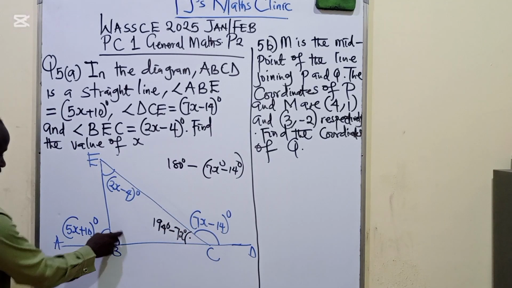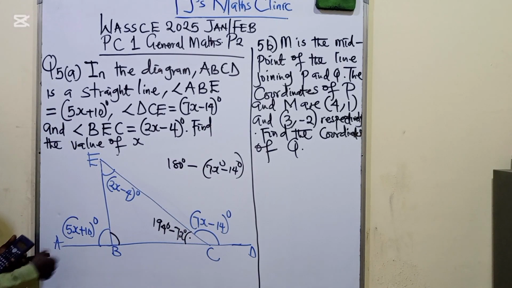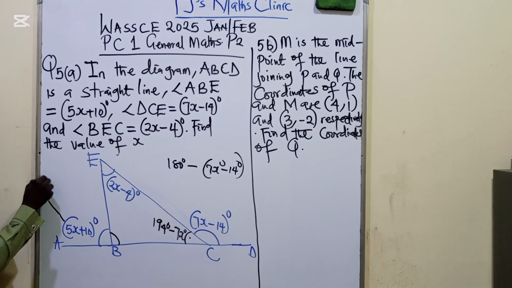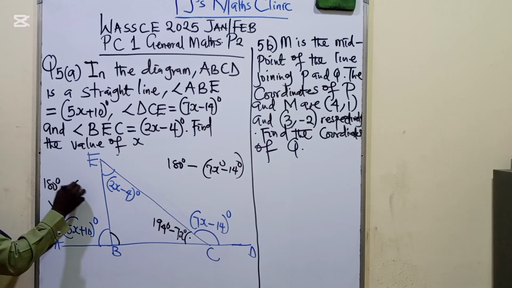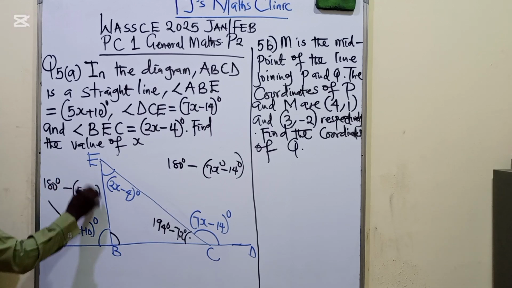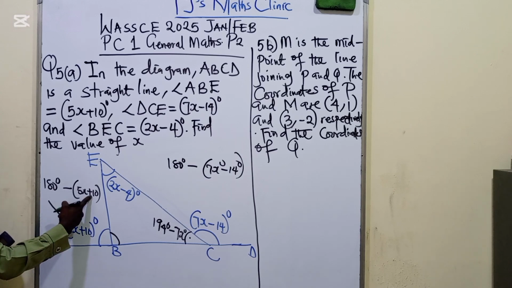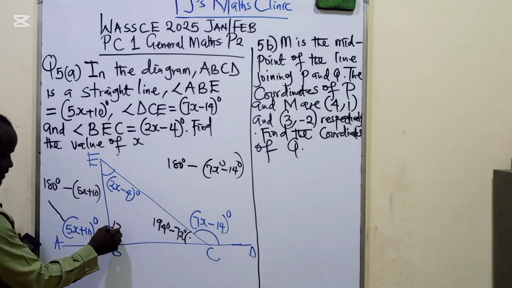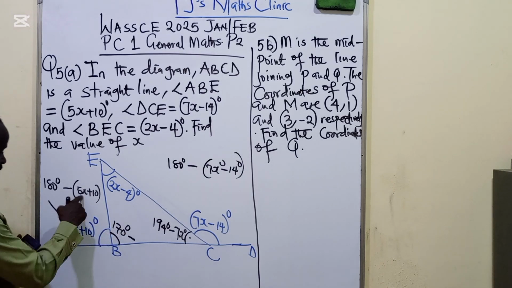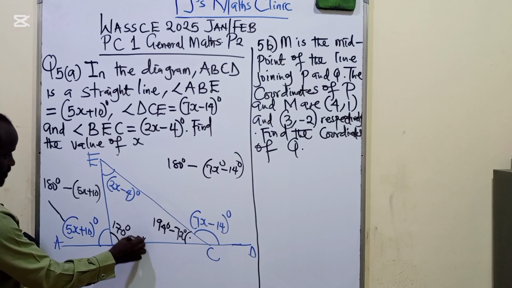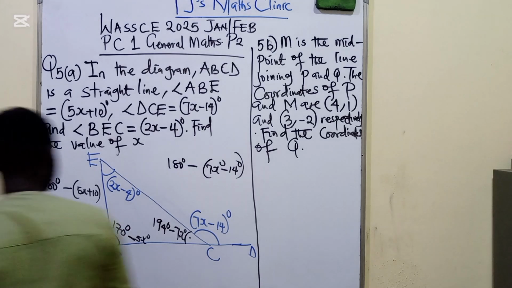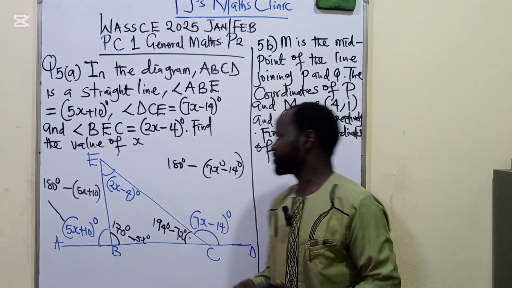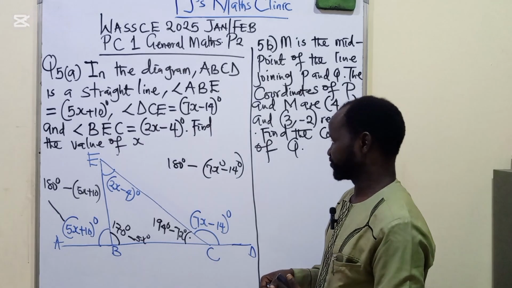So let's find the other angle here. Now it's the same thing. It will be 180 degrees minus 5x plus 10. Minus times positive is minus. It will now be 180 degrees minus 10, that will be 170 degrees minus 5x degrees. So this will be the angle. Sum of angles on a straight line sum up to 180 degrees.